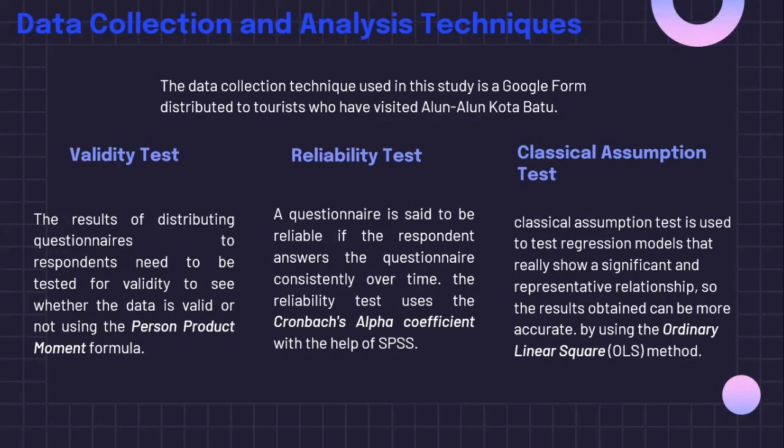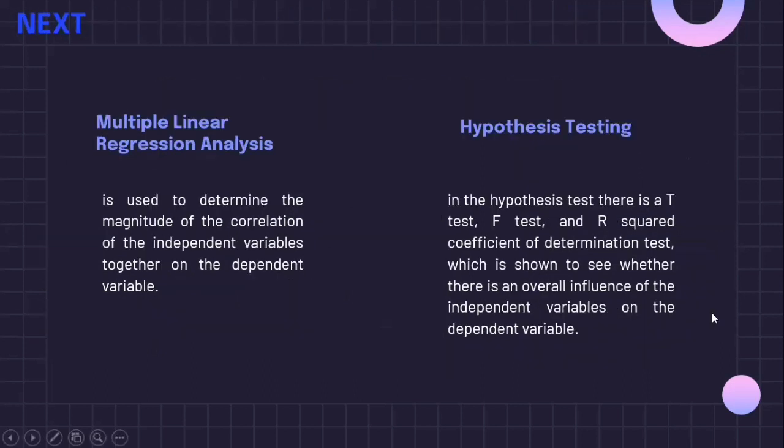Reliability test. A questionnaire is said to be reliable if the respondent answers the questionnaire consistently over time. The reliability test uses the Cronbach alpha coefficient with the help of SPSS. Classical assumptions test. Classical assumption test is used to test regression models that really show a significant and representative relationship, so the result obtained can be more accurate by using the ordinary least squares method. Multiple linear regression analysis is used to determine the magnitude of the correlation of the independent variables together on the dependent variable. Hypothesis testing. In the hypothesis test, there is a t-test, f-test, and r-squared coefficient of determination test, which is shown to see whether there is an overall influence of the independent variables on the dependent variable.